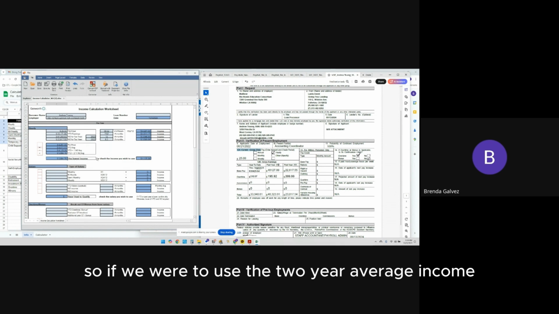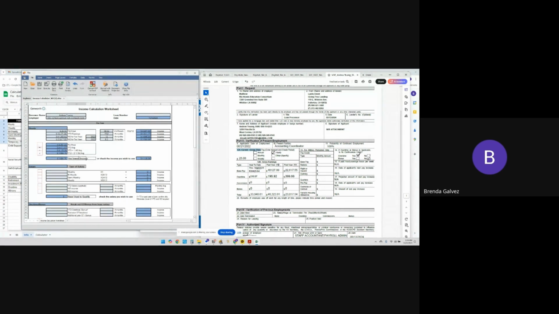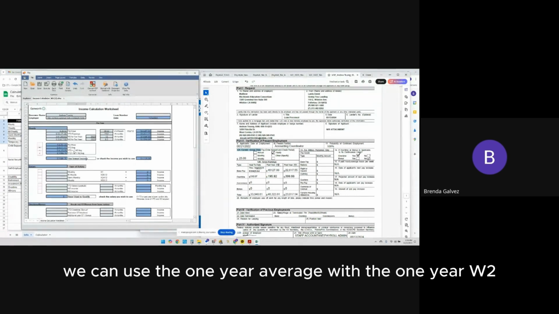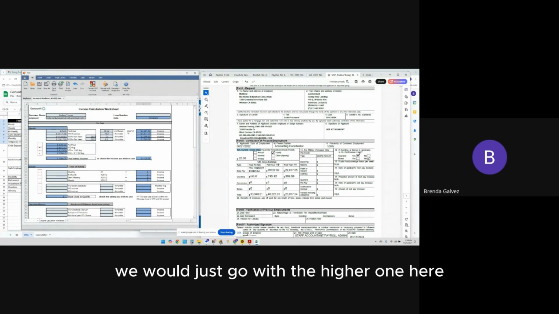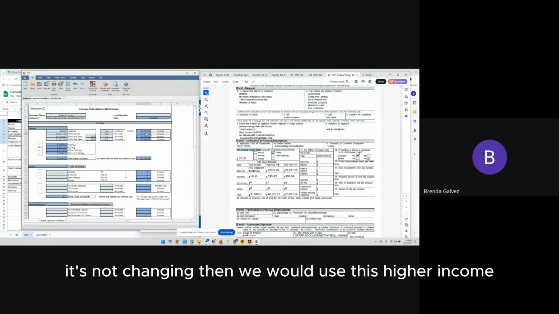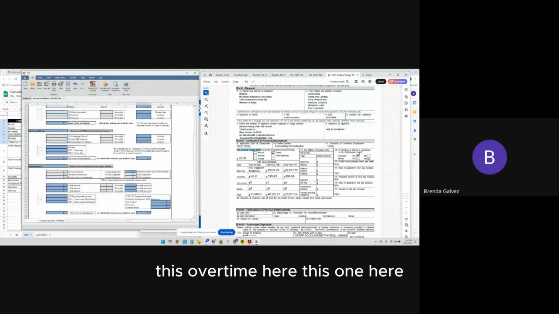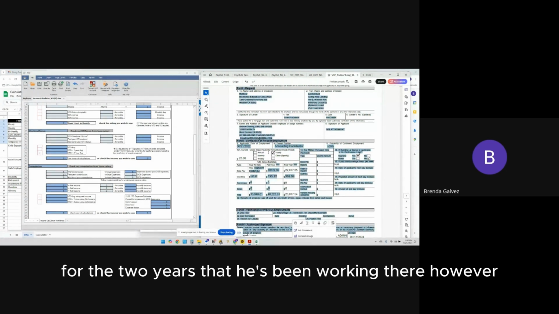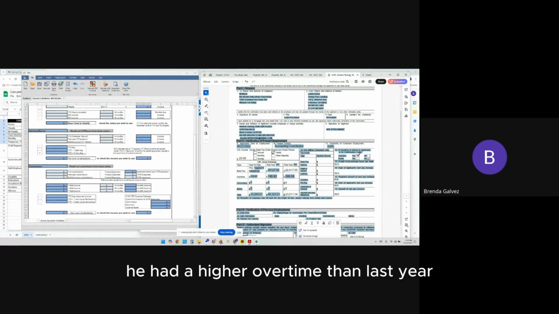So if we were to use the 2-year average income, which is the lower income here, it would be what this Excel sheet is telling us, right? It's telling us to use the lowest income to be conservative. We can use the 1-year average, the year to date with 1 year W-2, which is this income here. Again, if his hours were consistent, we would just go with the higher one because he's working his full 40 hours weekly. It's not changing. Then we would use this higher income. But if not, use the lower income. Yes. This overtime here, it seemed like he got overtime for the 2 years that he's been working there. However, we can't use his averaged income because in 2022, he had higher overtime than last year.